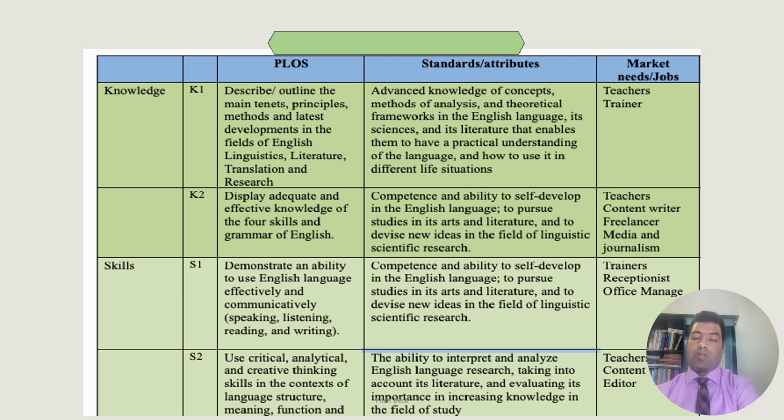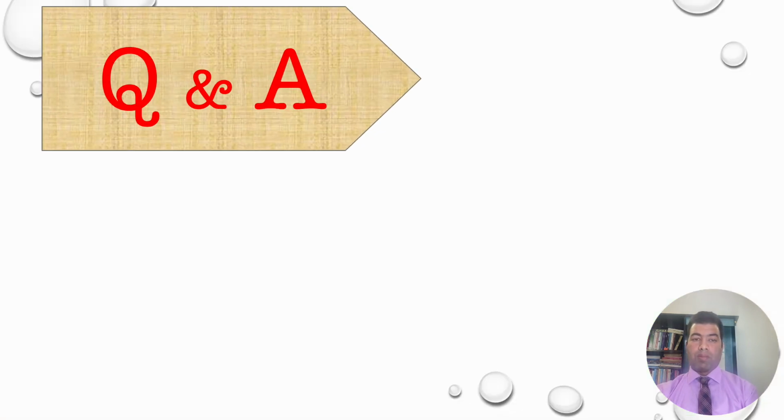So the knowledge should make him able enough to apply this knowledge in the field. For example, the BS graduate in the job market, his employability: he is capable of being a teacher, a trainer. If we discuss the second concept of knowledge, display adequate, effective knowledge of the four skills and grammar in English, you should understand this. This knowledge is required in the market, for roles like teacher, content writer, freelancer, media, and journalist. This is all for the presentation.